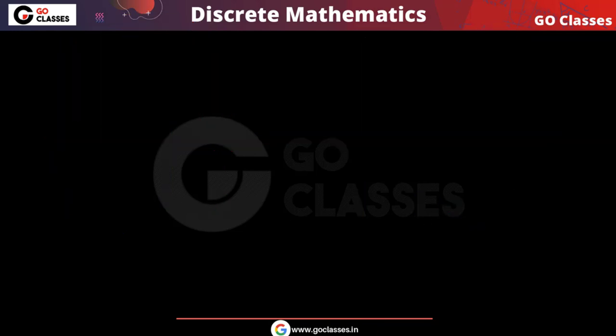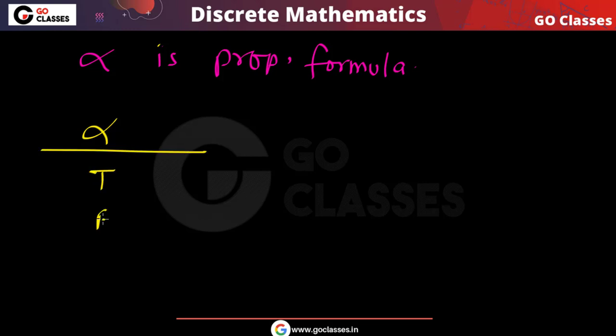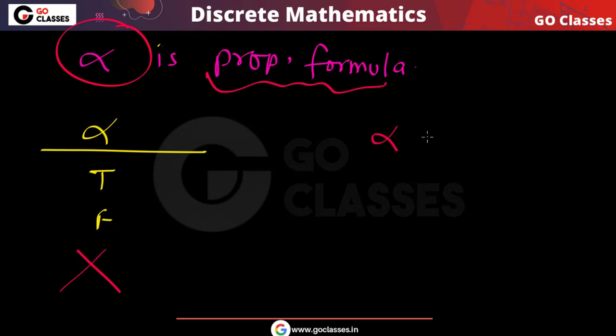But if I say, let's assume alpha is a propositional formula, now I don't know what this alpha is. Remember, I cannot say that alpha is true or false. Why? Because just think about it. This alpha is a propositional formula. I don't know what it is. Maybe this, maybe this.